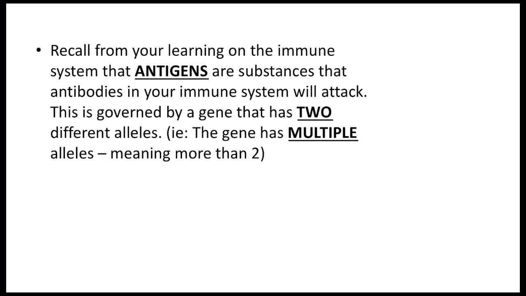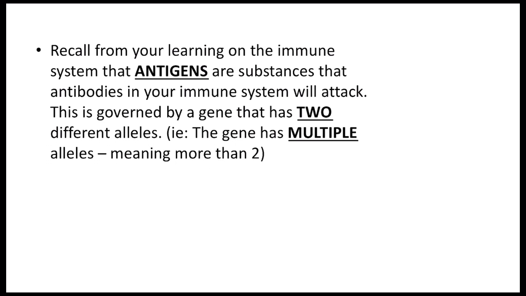So recall from your learning on the immune system that antigens are substances that antibodies in your immune system will attack. This is governed by a gene that has different alleles, i.e. the gene has multiple alleles, meaning more than two. In the immune system, we think of things like histamine, for example, with allergies, that are involved in reactions, and the blood type, which is based on antigens. So because the gene has different alleles, it is considered to have multiple alleles.